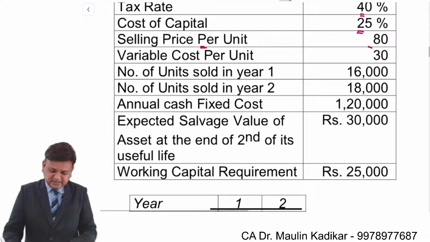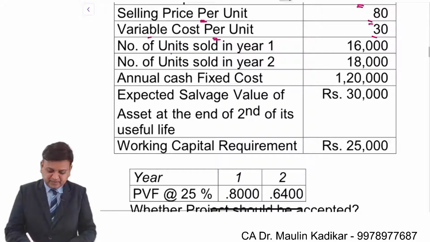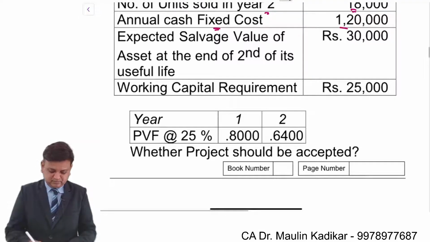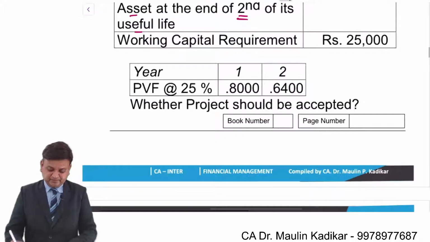Per unit selling price is 80. Per unit variable cost is 30. Number of units sold in the first year is 16,000. In the second year it is 18,000. Annual fixed cost is 1,20,000. Expected salvage value of the asset at the end of the second year of the useful life is 30,000.